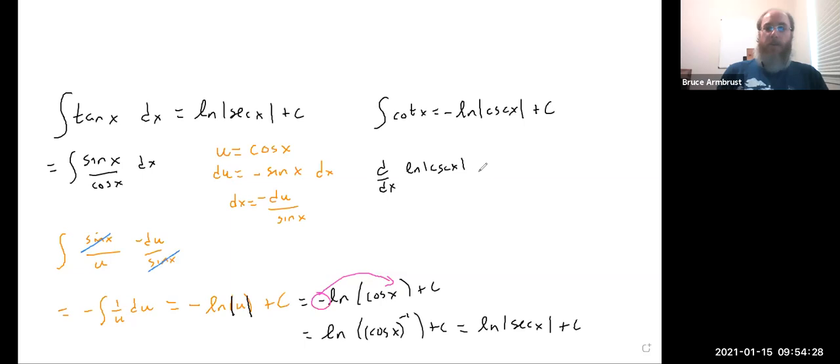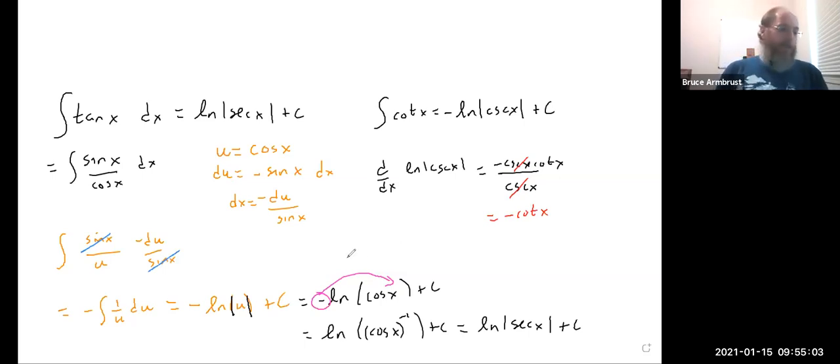I don't know if you remember the easy way to remember this for logs. It's always the thing inside goes on the bottom and the derivative of the thing goes on top. So the derivative of cosecant is a negative cosecant cotangent. And so you see here that the cosecants cancel and we're left with negative cotangent. That's why we need to throw a minus sign on there.